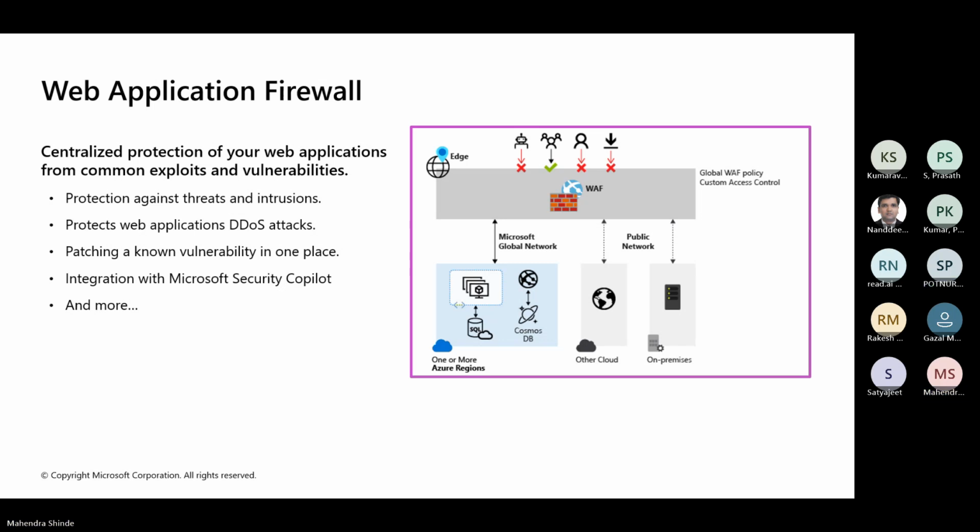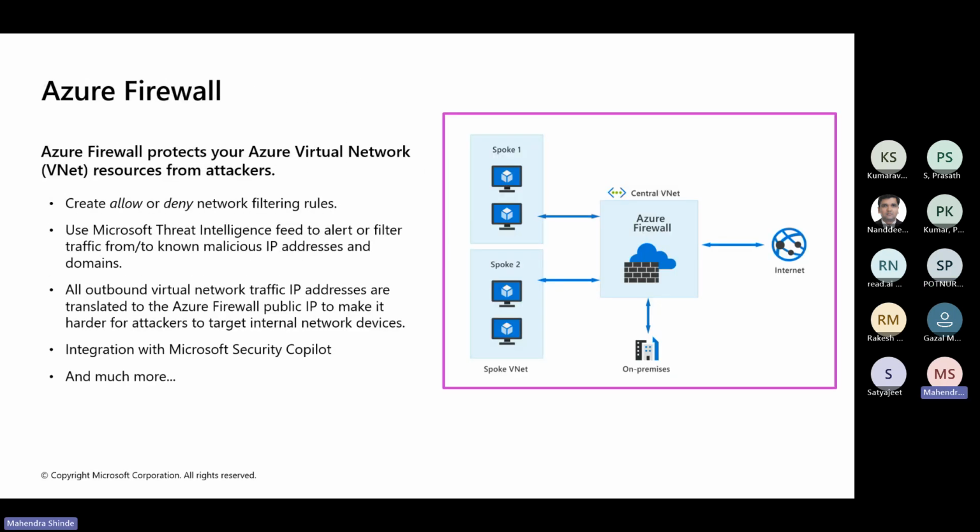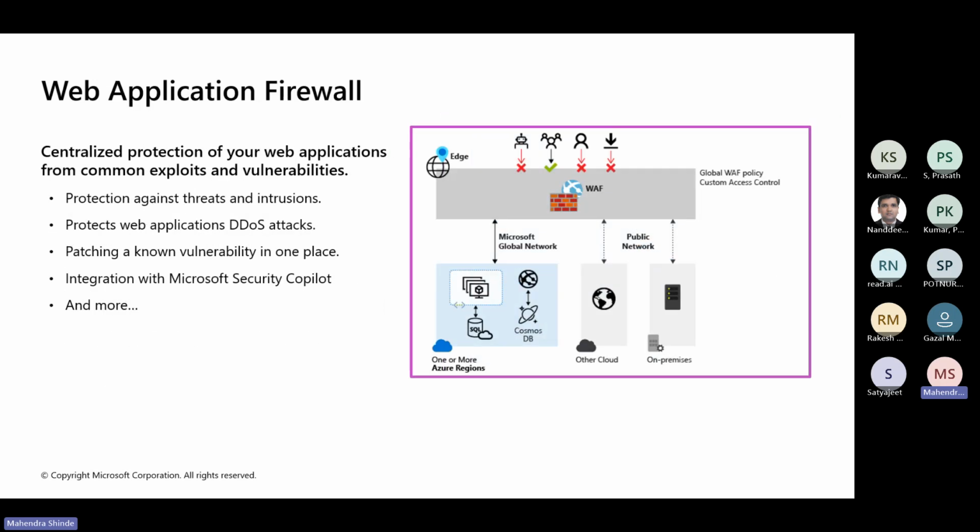Now, fine. This particular firewall was for infrastructure. If you have deployed infrastructure services, then for PaaS services we have a similar feature available. PaaS means, let's say, Azure App Services, for example. For PaaS services, we have a specialized kind of firewall. We call it Web Application Firewall, WAF.